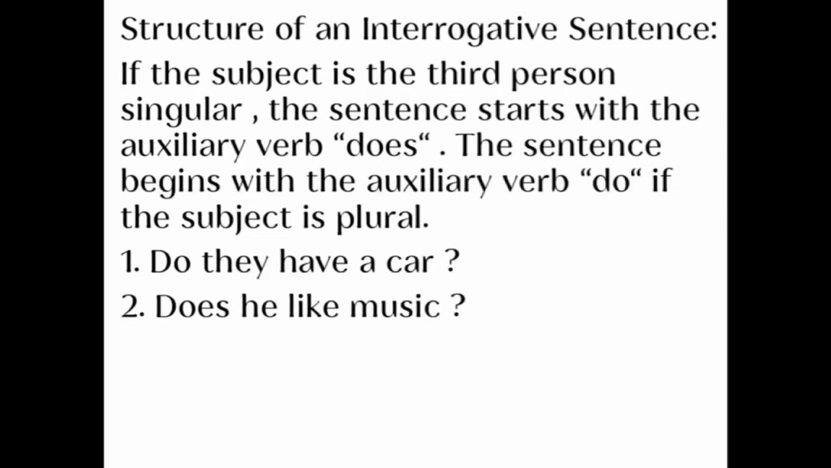Structure of an interrogative sentence. Interrogative sentence is mainly a question form. It is in question form. If the subject is the third person singular, the sentence starts with the auxiliary verb does. So does is an auxiliary verb. The sentence begins with the auxiliary verb do. Do is an auxiliary verb. It starts with do.